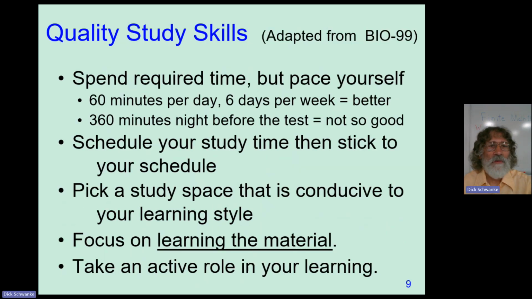Now, my friends over in the biology side of the STEM division came up with some of these quality study skill ideas, and they said I could use them. And they're really quite good.